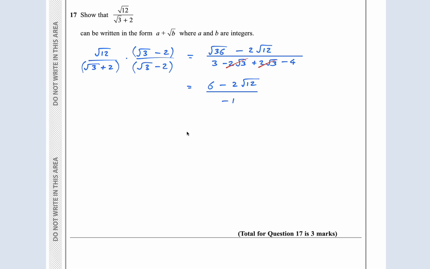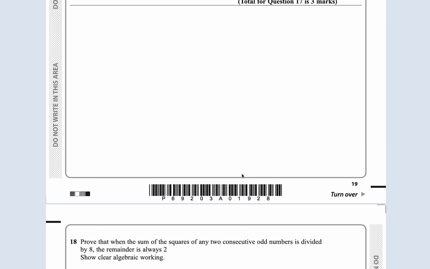Now this isn't quite yet in this form, so I just divide by minus 1, which means I change the sign of both of these. So this becomes minus 6 plus 2 root 12. But finally, that's also not in the form, because he wants root something, not 2 root something. So I change the 2 into a root 4, because 2 is root 4. And then I can multiply both of these to give me 1 root, and it's just root 48. And that's the answer. Okay, that's question 17.